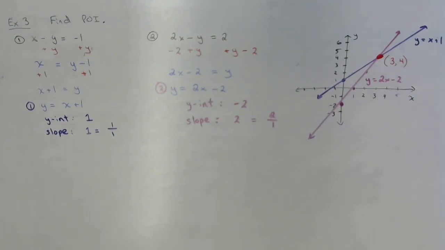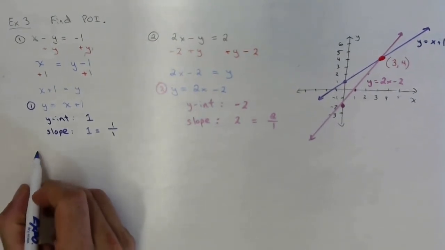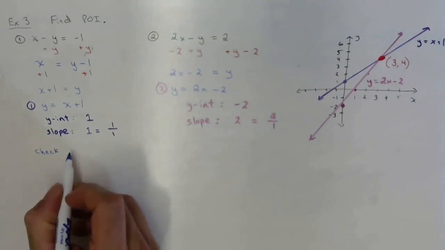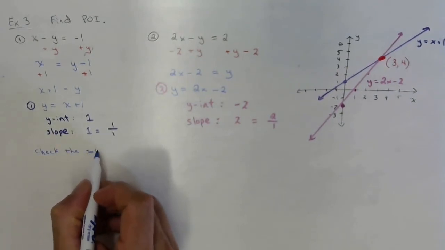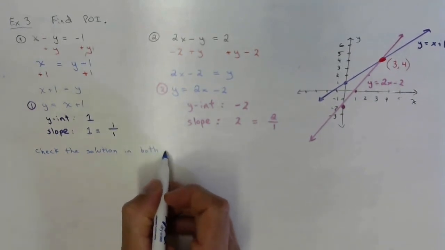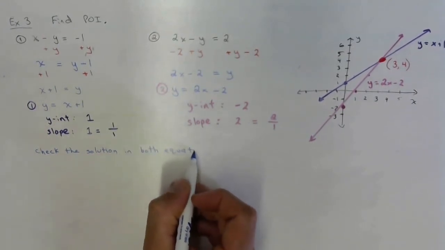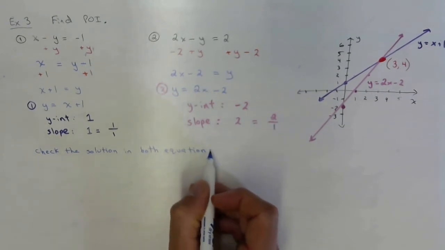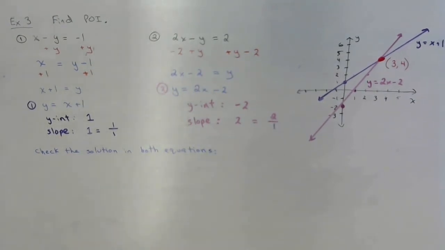Okay? Now, that part is done. I've written the solution. We also want to be able to check. So now I'm giving you another tip on how to do this, another step that you can include. Check the solution in both equations. This is where we get to that point. Check the solution in both equations. This is what I am going to show you when I'm talking about it satisfies both equations.